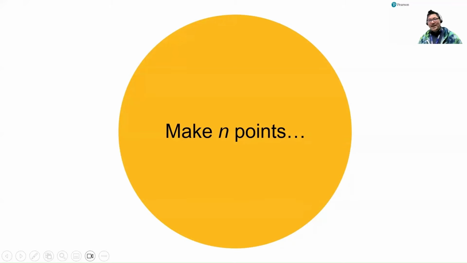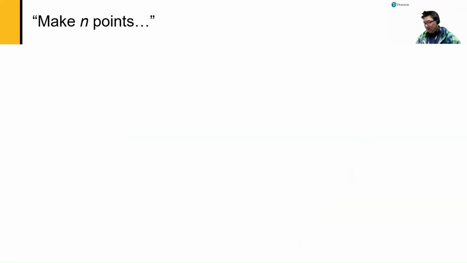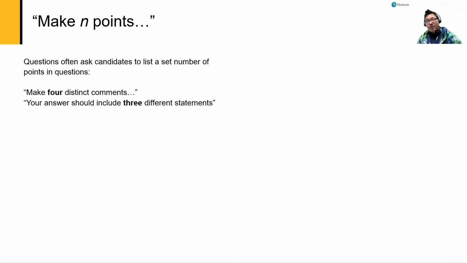Exactly what I was about to say, make n points. Okay, this is one of the big things that comes in. So make n points. There will be questions that often ask candidates to list a set number of points. So I've seen things like make 4 distinct comments. Your answer should include 3 different statements. I've seen as many as 5 in past exams.